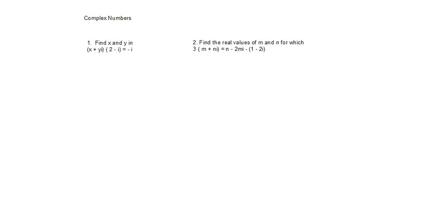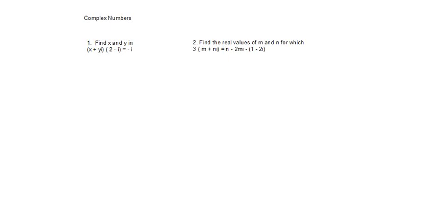Okay, so let's review some examples on complex numbers, especially those looking for values of x and y or some other variables that are incorporated in complex numbers. So let's say we have this example: (x plus yi) multiplied by (2 minus i) is equal to negative i. So we're looking for the values of x and y.